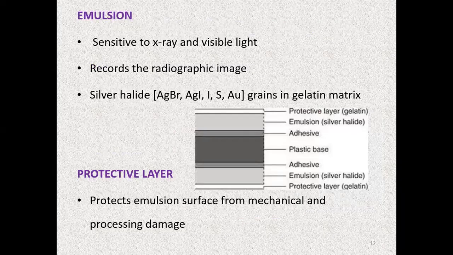The emulsion records a radiographic image, and it consists mainly of silver halide crystals. And the emulsion is sensitive to both the X-rays and visible light. The outermost protective layer protects the emulsion surface from mechanical and processing damage.